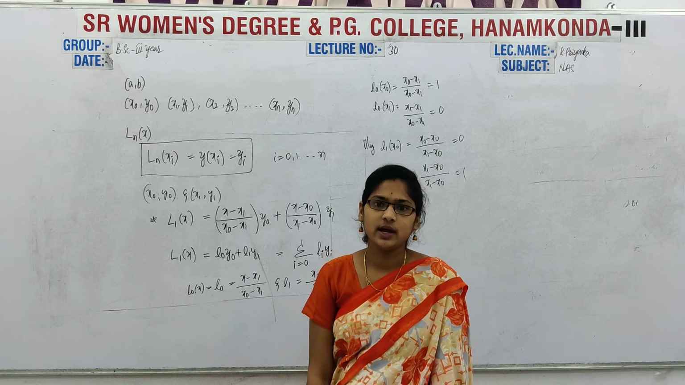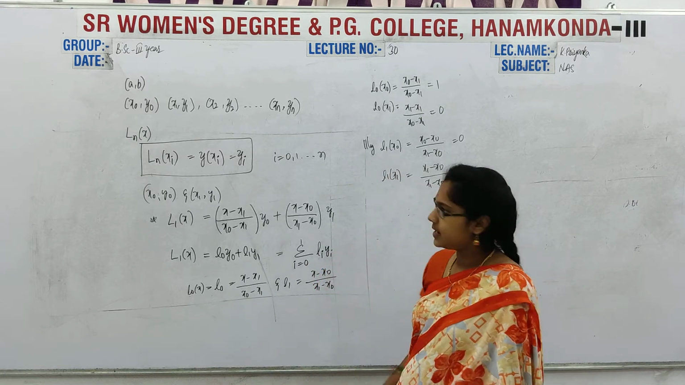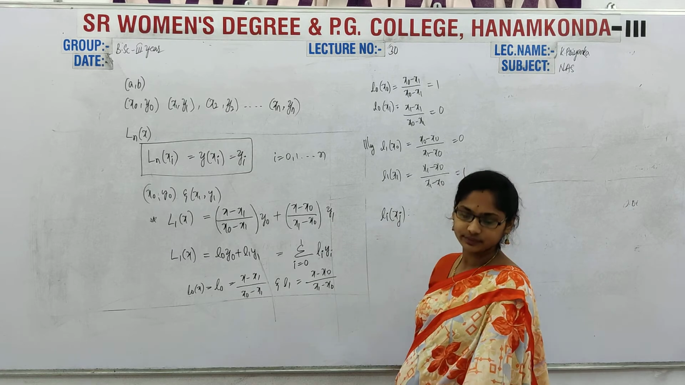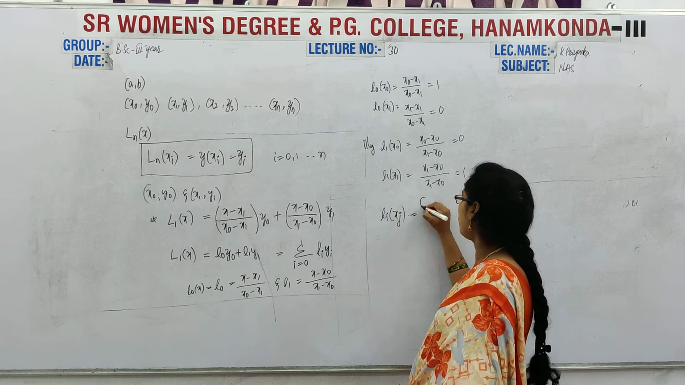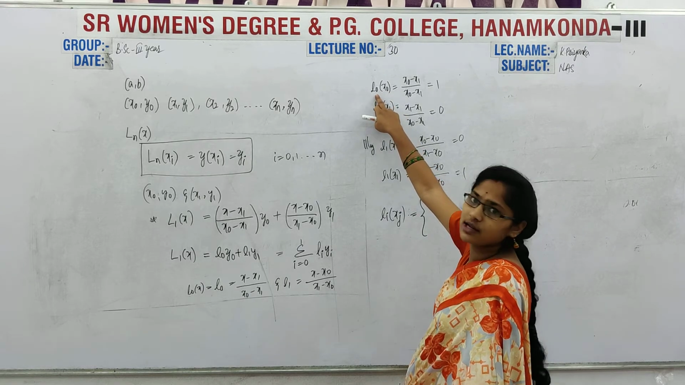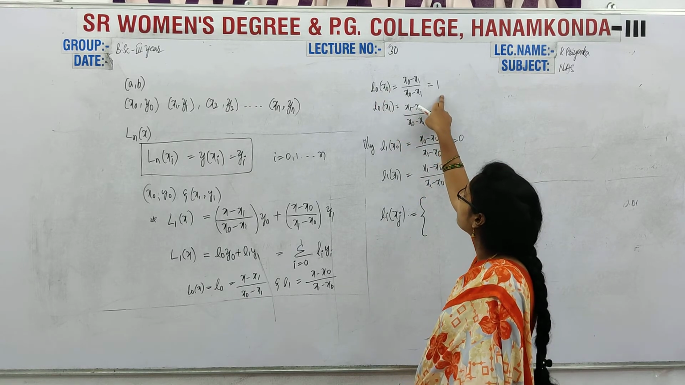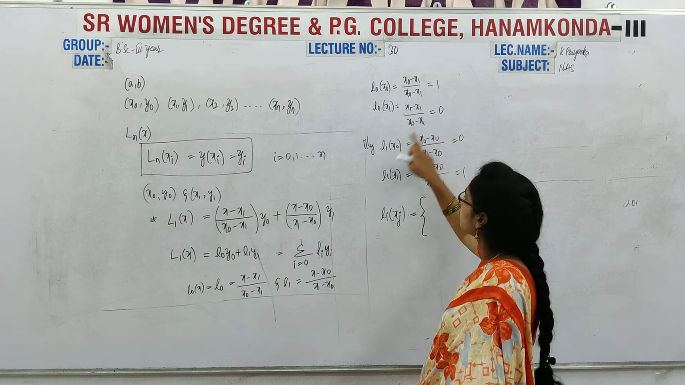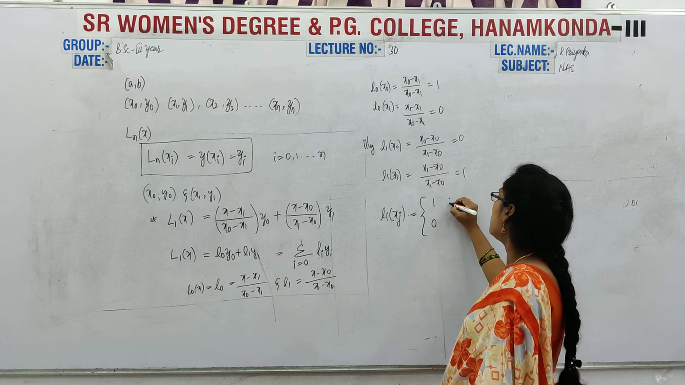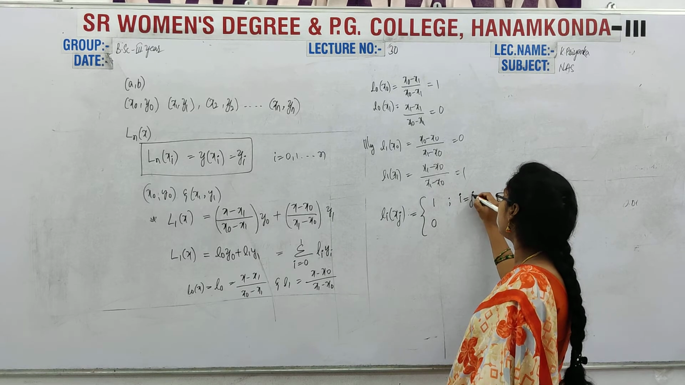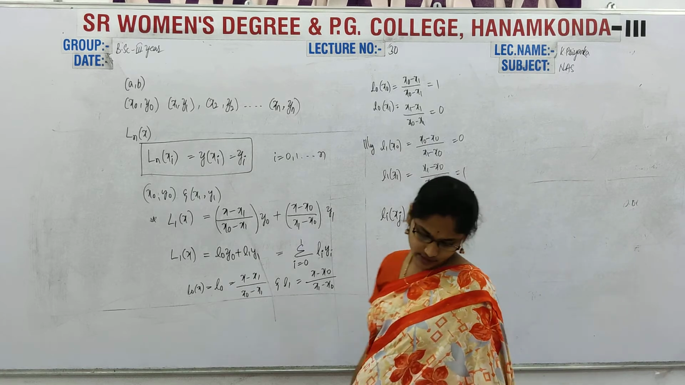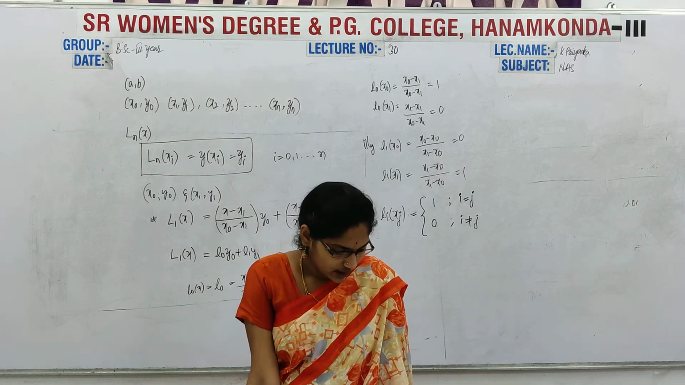Therefore it can be written as Li of xj. If i is equal to j, then we are getting 1. If it is not equal, then 0. So that's why here 1 and 0. If i is equal to j, it is 1, and if i is not equal to j, we are getting 0.